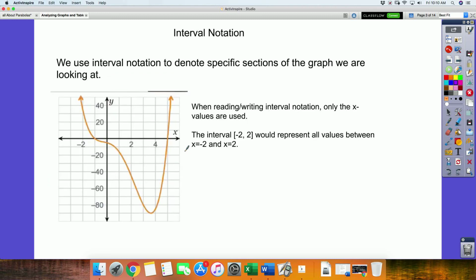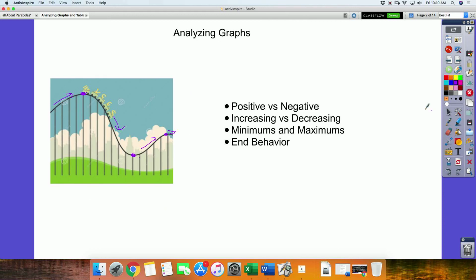So first, before we can actually talk about those, we need to talk about something new called interval notation. Interval notation is how we're going to denote specific sections of the graph we're looking at. So if I were to go back to my roller coaster here, maybe I just want to know when are the sections when my roller coaster is going up. And if I look at my picture, I can see it's going up from here to here. It was climbing. And then it also was climbing from this point to this point.